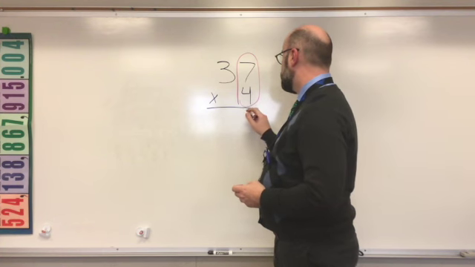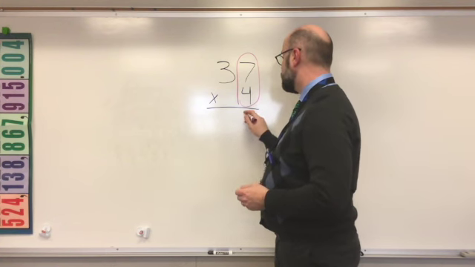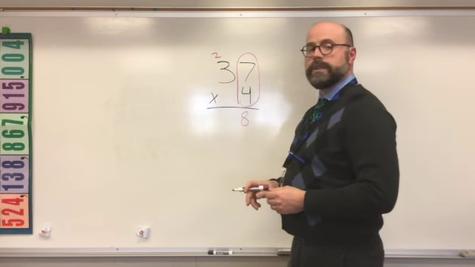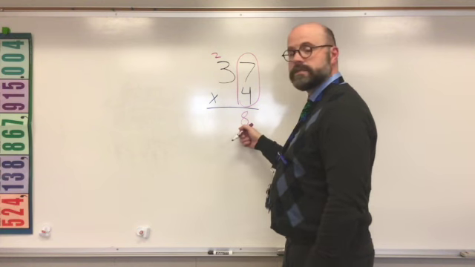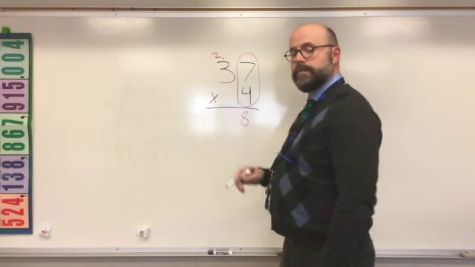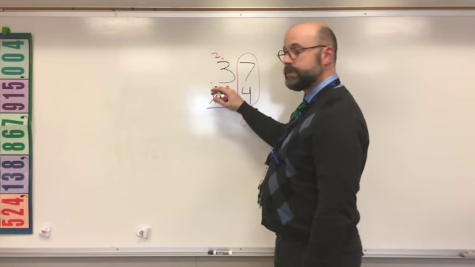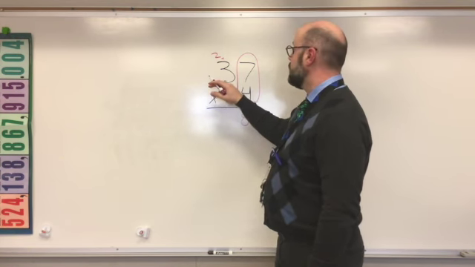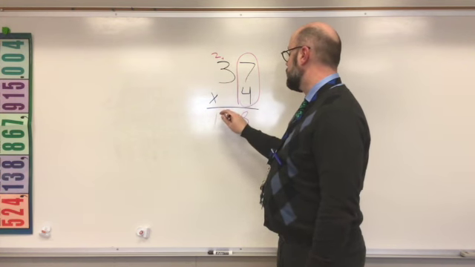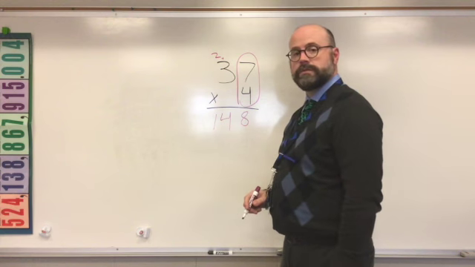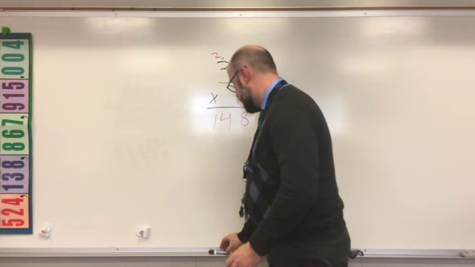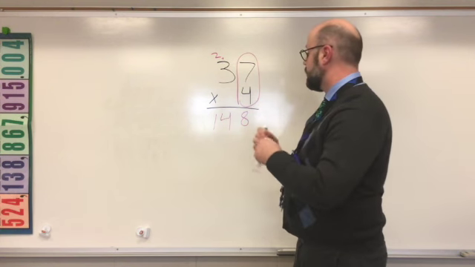Now remember, the number in the ones place gets written down. The number in the tens place gets carried over. So 4 times 7 is 28. The 8 gets written down here. The 2 is carried over. And you add it up. 4 times 3 is 12, plus the 2 that we carried over. 12 plus 2 is 14. 148.